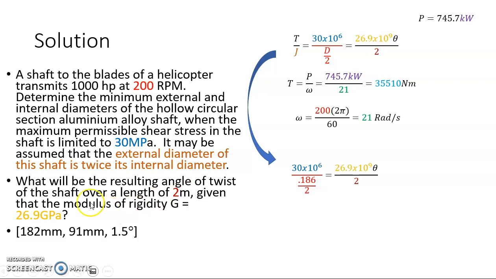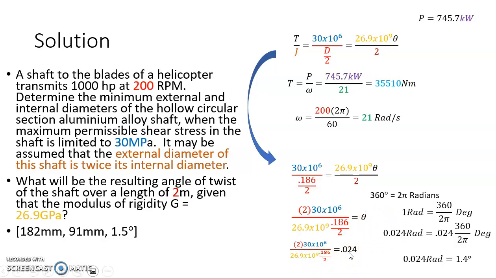So the second part of the question was to work out the angle of twist. So I've put in my 0.186 meters, or 186 millimeters as my diameter. So D over 2 is 0.186 over 2, and everything else was given to us in the question. Again, we just cross multiply to get an expression for theta, and when we put that into the calculator, we get theta to be equal to 0.024 radians.